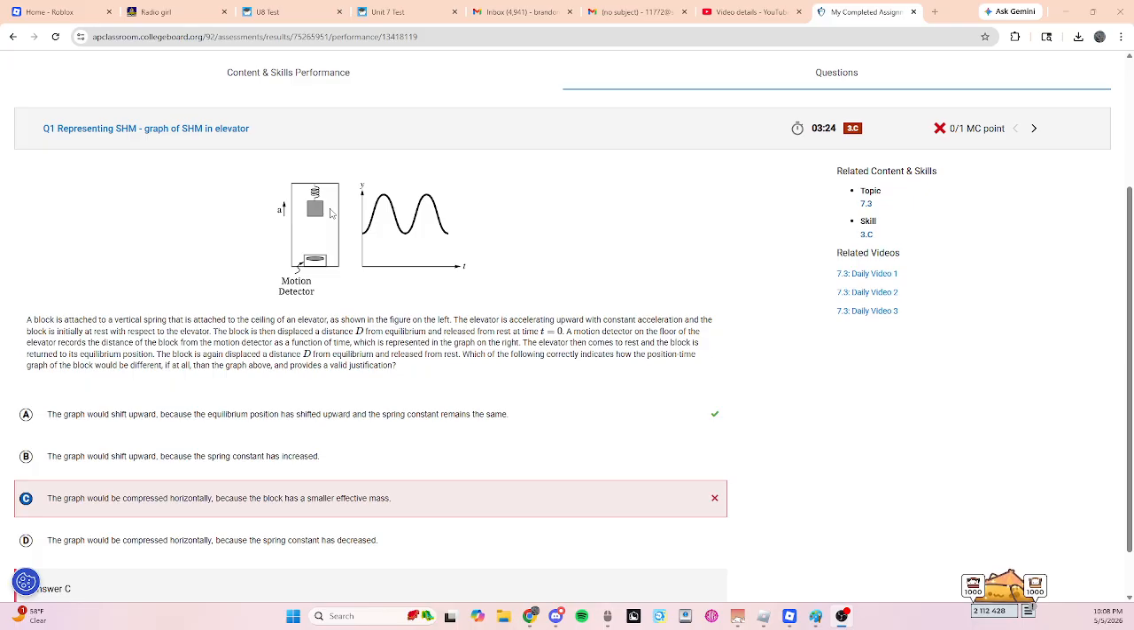The elevator then comes to rest and the block is returned to its equilibrium. The block is again displaced a distance d from equilibrium and released from rest. Which of the following correctly indicates how the position-time graph would be different, if at all, from the graph above? So this graph is the one in the elevator, I believe. This is how the graph is affected in the elevator, and then how would a graph without the elevator moving be different?